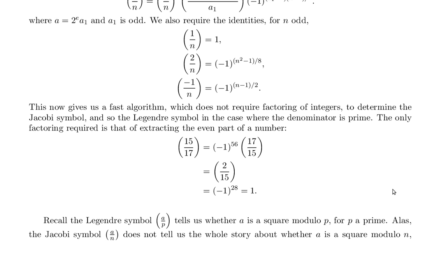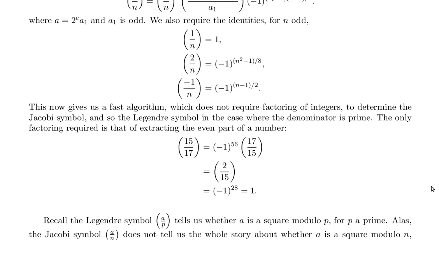This now gives us a fast algorithm, which does not require factoring of integers, to determine the Jacobi symbol, and so the Legendre symbol in the case where the denominator is prime. The only factoring required is that of extracting the even part of a number. For example, 15 over 17 equals negative 1 to the 56, times 17 over 15 equals 2 over 15 equals negative 1 to the 28 equals 1.